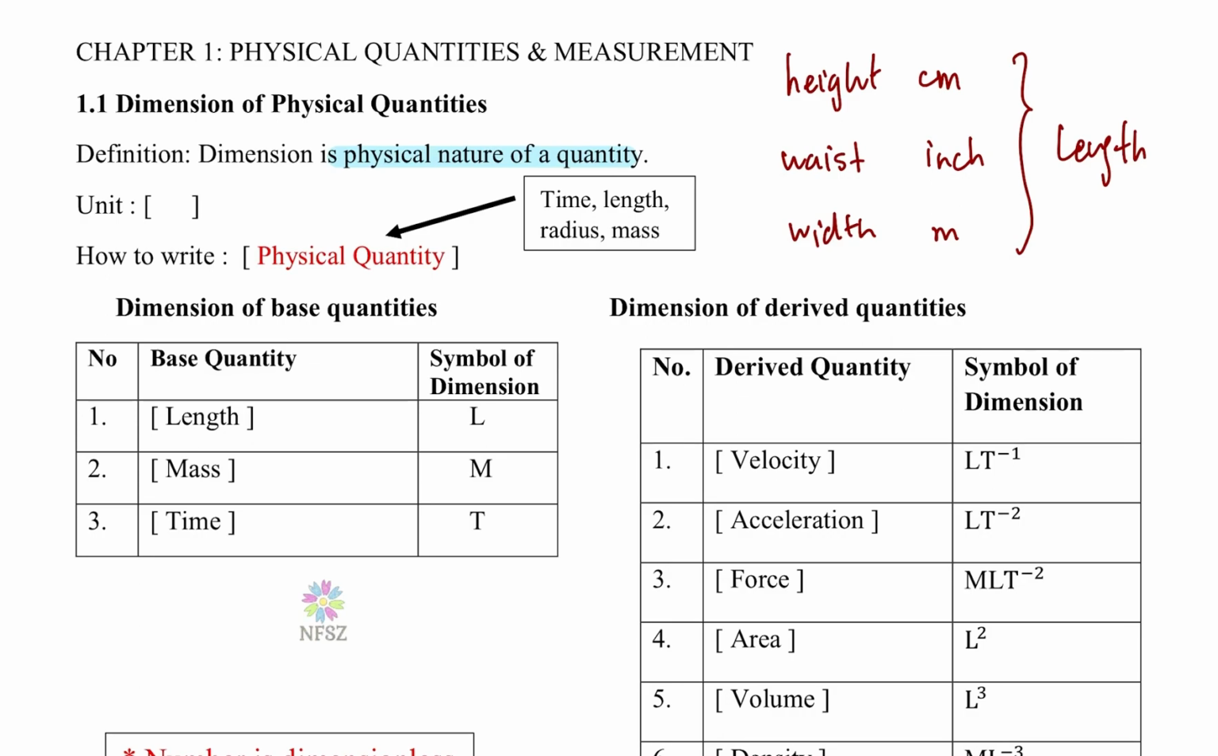For dimension, we use the square bracket. So how to write dimension? You first write the square bracket, then in between you write down your physical quantity. For example, if you want to find the dimension for time, you write square bracket time. If it is length, you write down length here. So we have a square bracket with the quantity in between, and when you write it like this, it is well understood that you are given the dimension of mass.